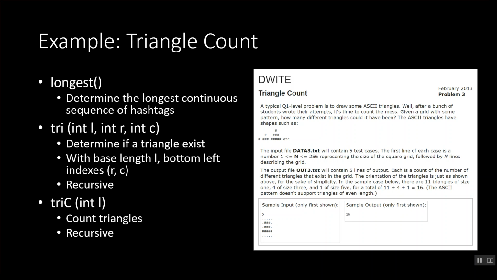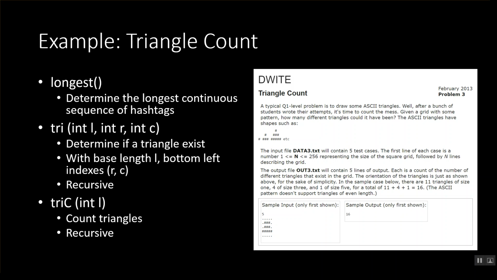Then I write another method, which is also very interesting. If you want to find out how many triangles there are, you must make sure that the things you find are triangles. So I wrote this try method, which takes 3 parameters: int length, which is the base length that you're looking for, and the bottom left indices, which int r and int c represent. This method is also recursive, looking at the different levels of the triangles, confirming that they all match the shape I want.